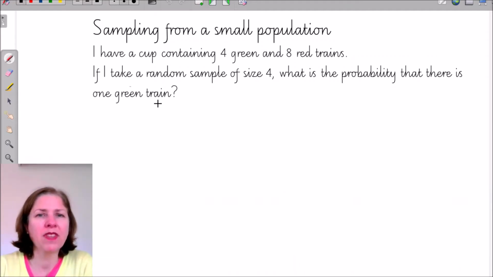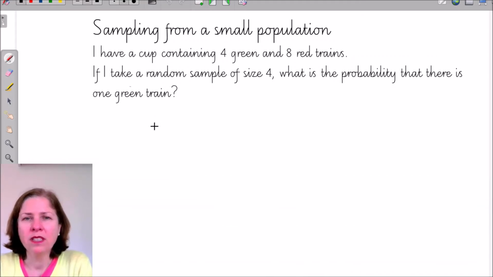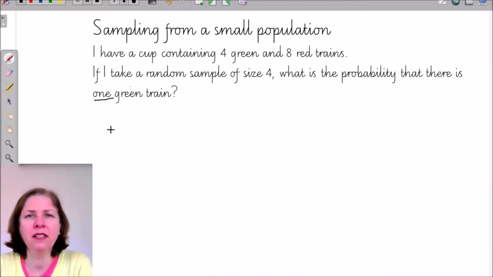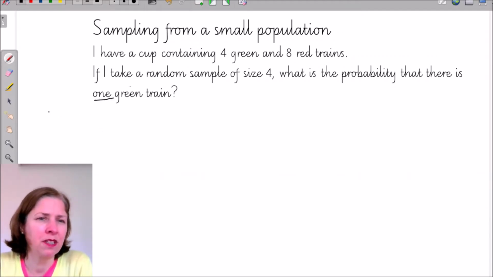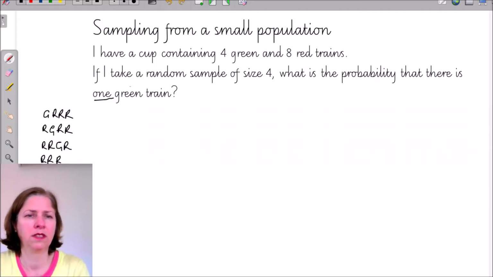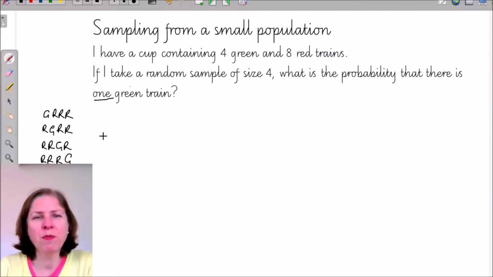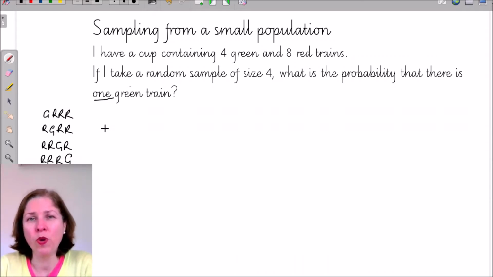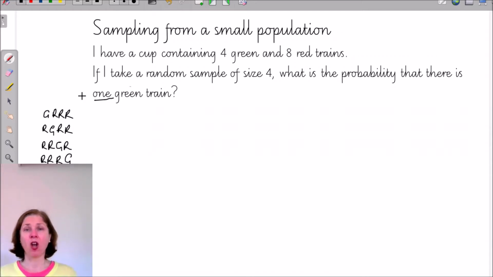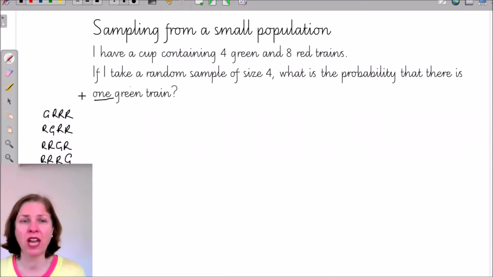So if I've got a random sample of size 4, then I'm looking for a probability of 1 green train. There are 4 different ways that can happen. The green train could be first, or second, or third, or fourth. Okay, so what's the probability of this happening? Now remember, this is sampling without replacement because I'm taking a sample of 4 distinct items, so I can't put it back and choose the same one again.